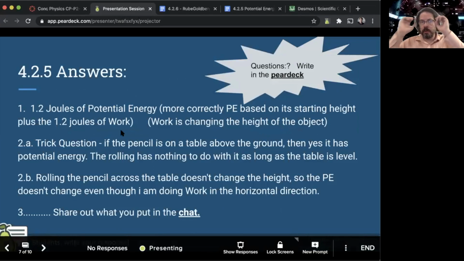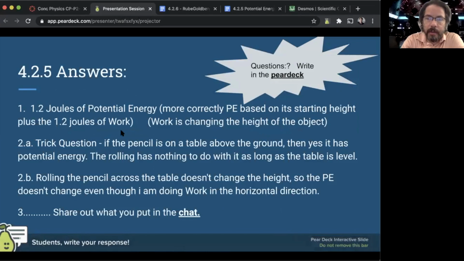Here are the answers to 4.2.5. So you might want to check that you got it right, if for no other reason, so you can study it later. The correct answer for number one, 1.2 joules of potential energy. You do 1.2 joules of work, you create 1.2 joules of potential energy.